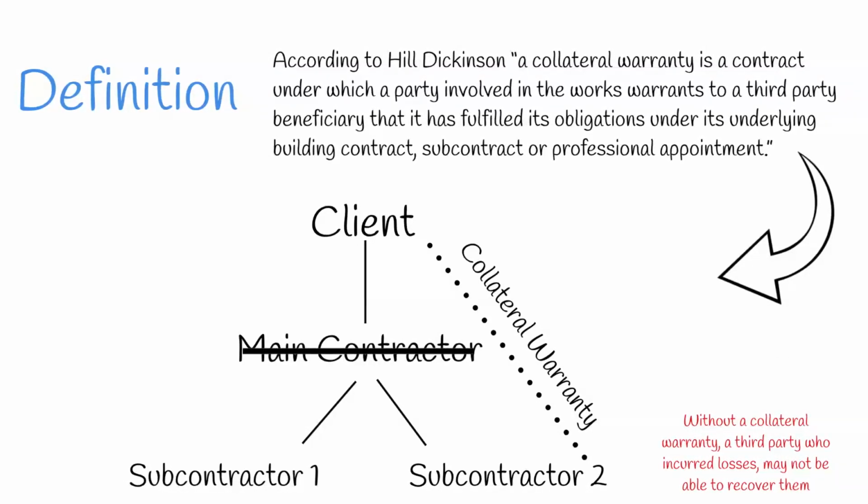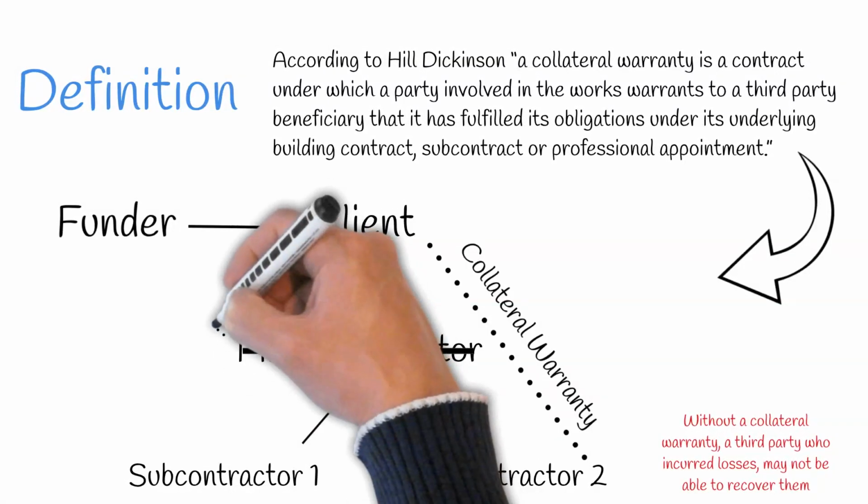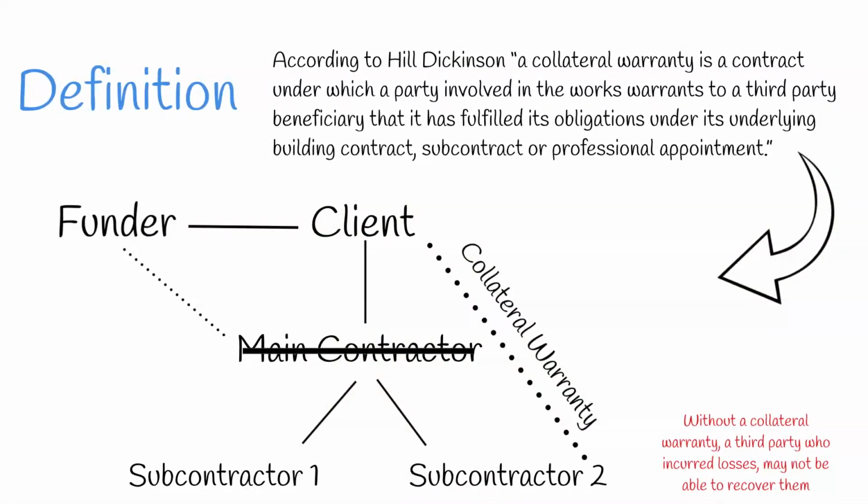Now, this is an oversimplification. Collateral warranties aren't just used between clients and subcontractors. They can actually be used to bridge any gap between construction parties where there is no contractual link. For example, you may have a funder for a construction project who isn't acting as the client or employer. They may wish to have a collateral warranty which links them to the main contractor.